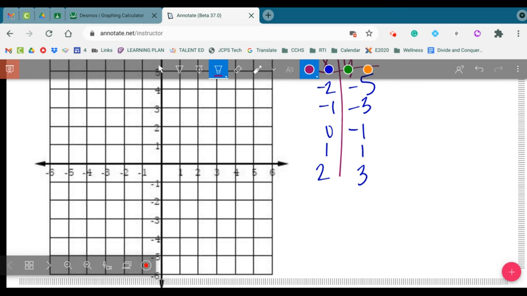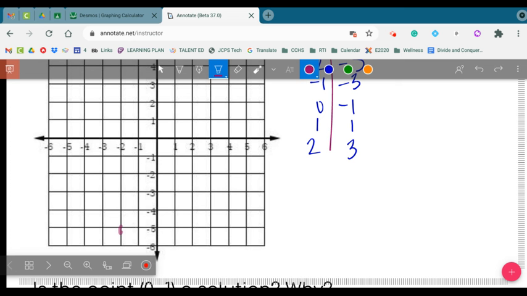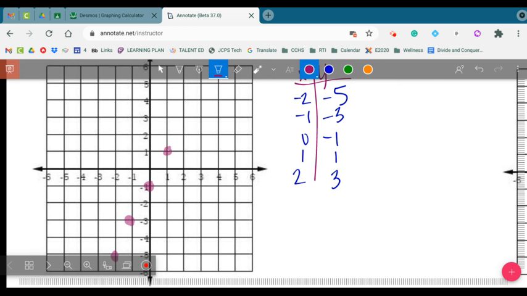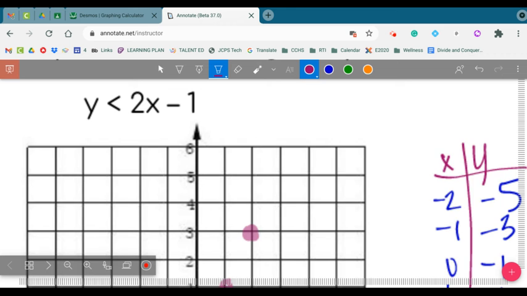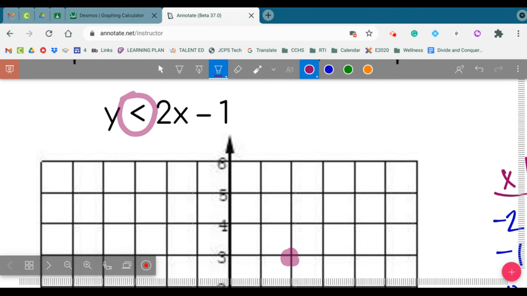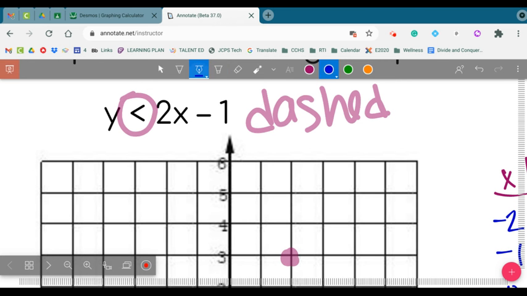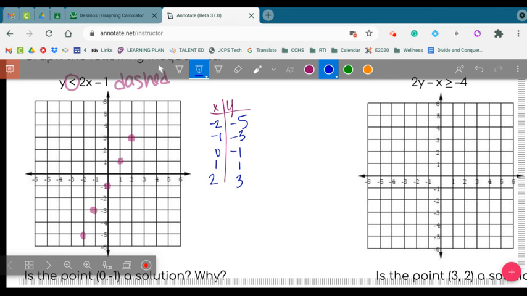our first point, if you use your calculator, is -2, -5, then -1, -3, 0, -1, 1, 1, and 2, 3. Now, before you draw anything, you have to remember, is this a dashed or solid line? This is going to be a dashed line. So we're going to draw a dashed line, just putting dash marks.